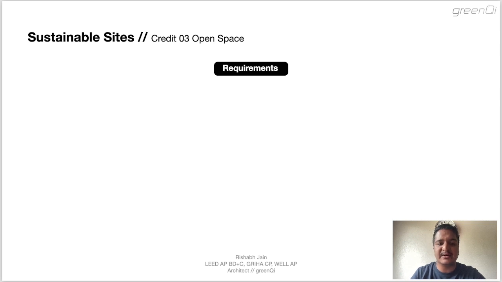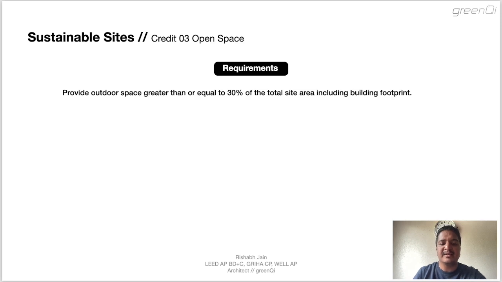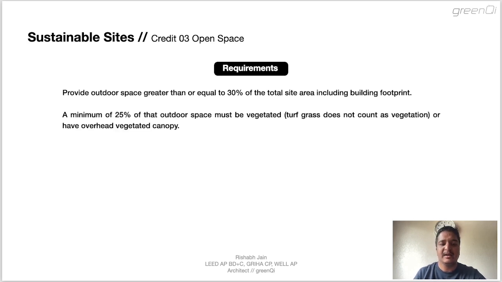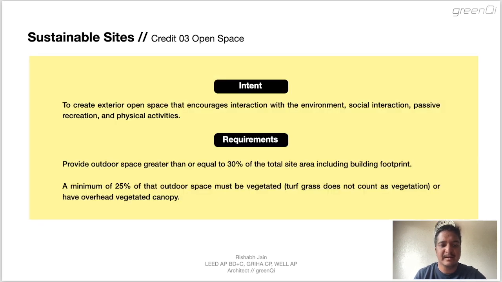Now let's understand the requirement for this credit. The requirement for the credit is fairly simple. Provide outdoor space greater than or equal to 30% of the total site area, including the building footprint. A minimum of 25% of that outdoor space must be vegetated, in which turf grass does not count as vegetation, or have overhead vegetated canopy. And that's pretty much fairly simple and straightforward. Please pause the video and take note of the following.